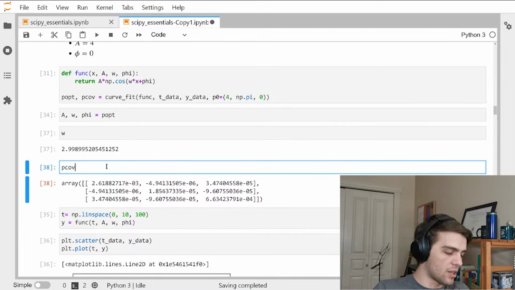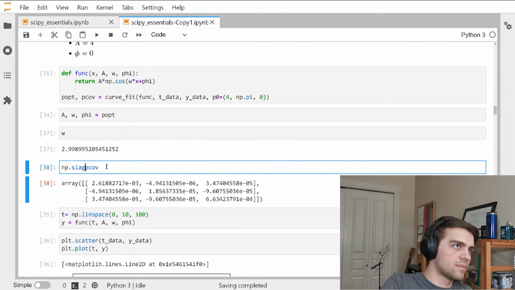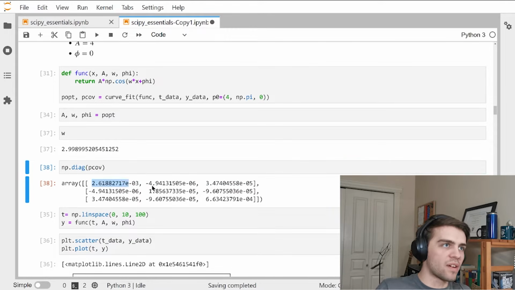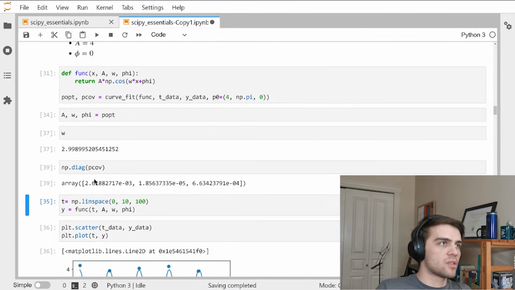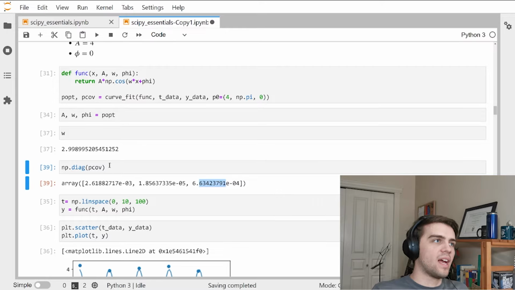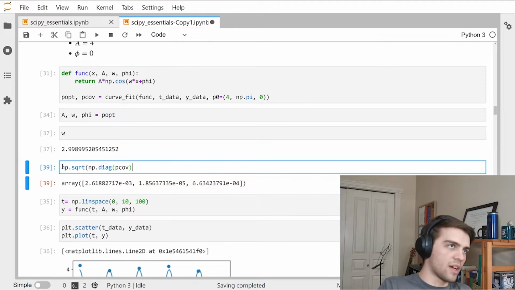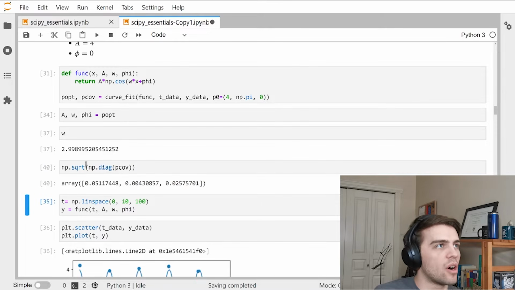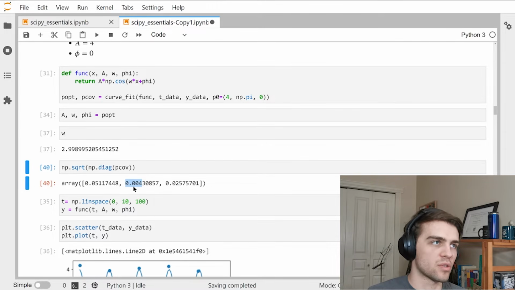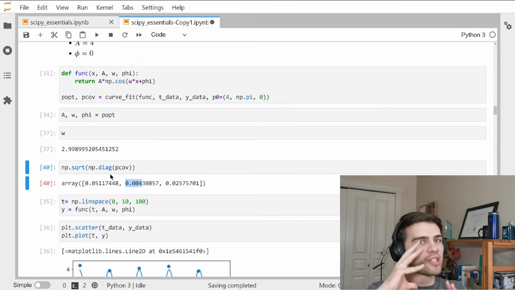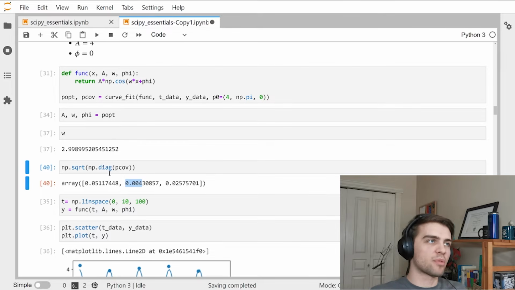And so I can go np.diagonal of pcov, and that will just give me these three values. That gives me the variance on the three parameters. So again, I just get these values. So this is the variance on A, the variance on omega, and the variance on phi when you're doing the fit. And if I want the standard deviation or the error, I just take the square root of this. So take the square root of all the values. This tells me that my error on omega is about 0.004. So it's useful to have this information as well. Again, some people don't necessarily interpret it as error, but it has to do with the variance when you're fitting the parameters.